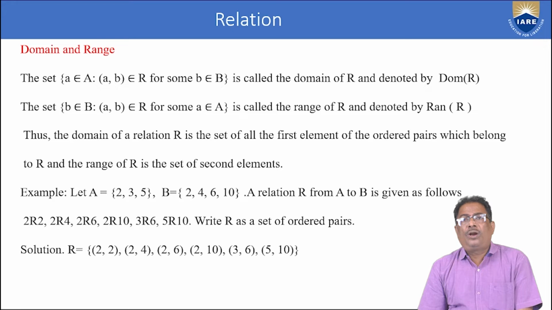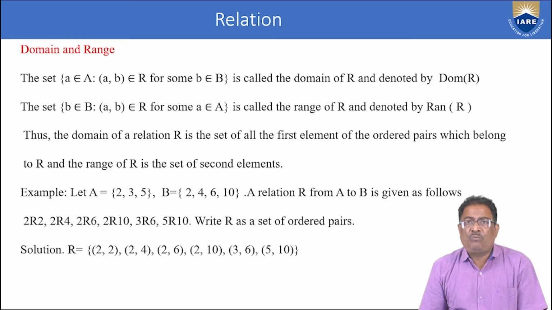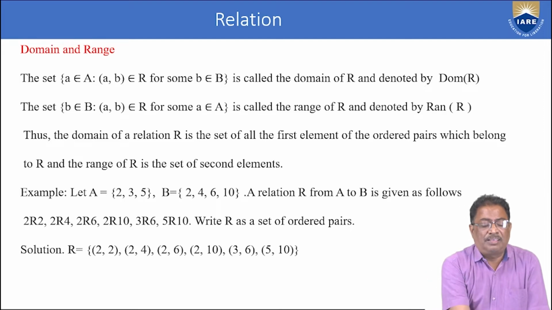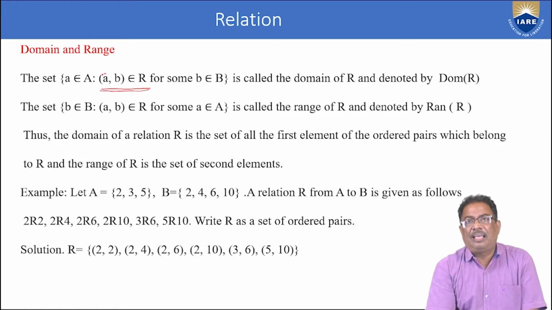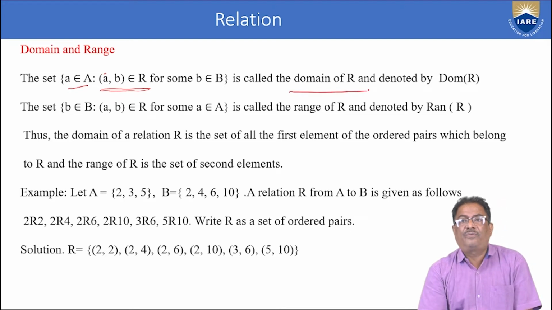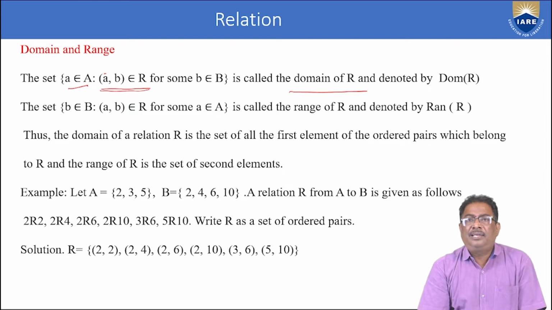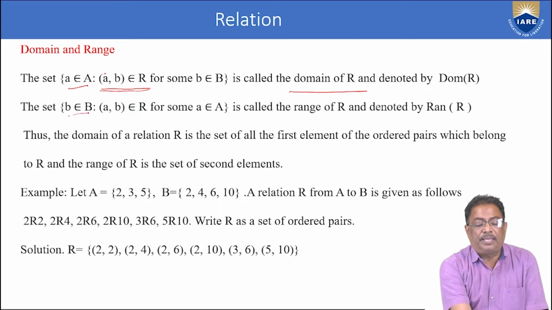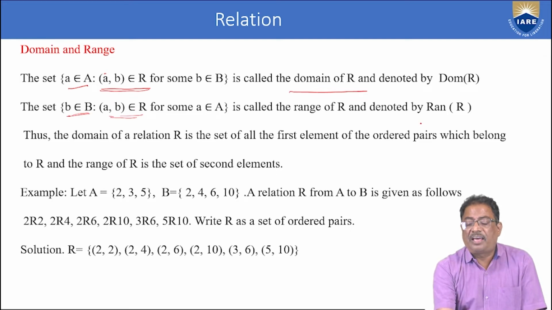Now what is the domain and what is the range for any relation? For any relation, from which set does it start? That means the first elements: for (a, b) belonging to R, the set of all a belonging to A is called the domain of R. And the set of all b belonging to B with this property is known as the range.